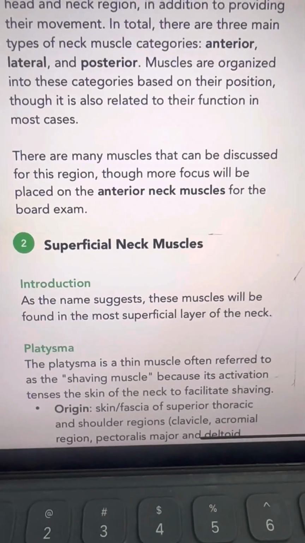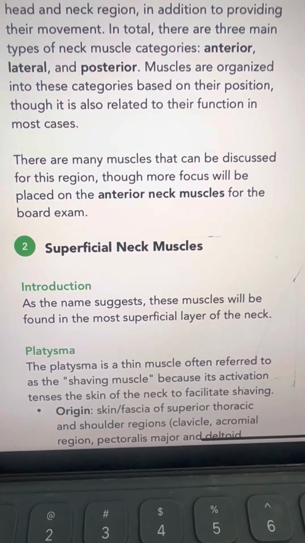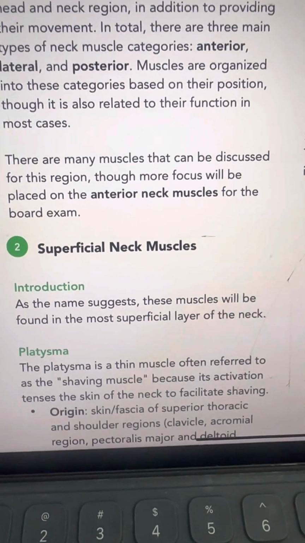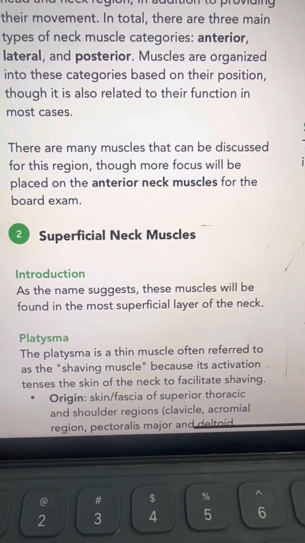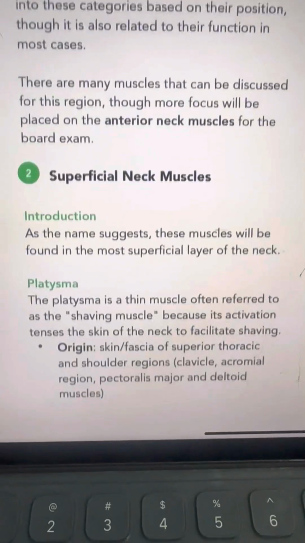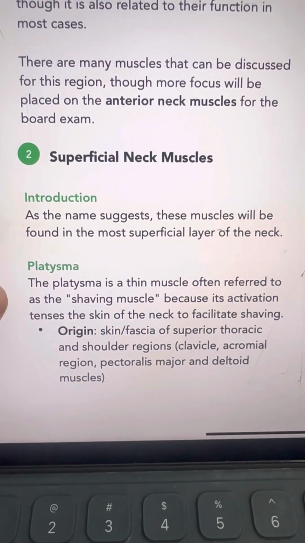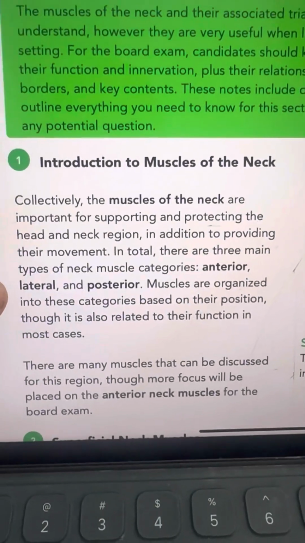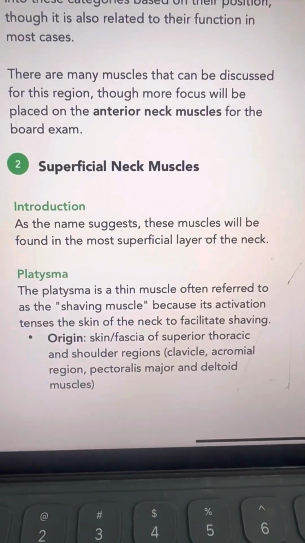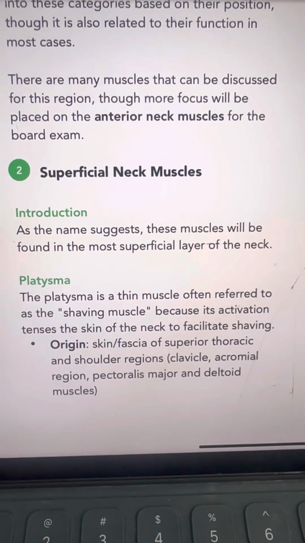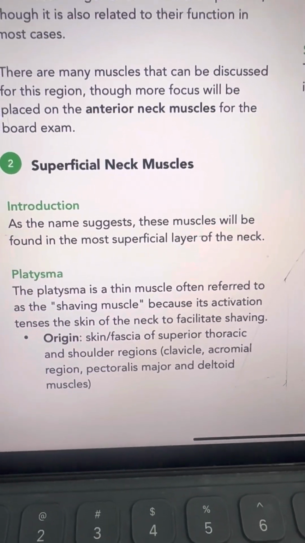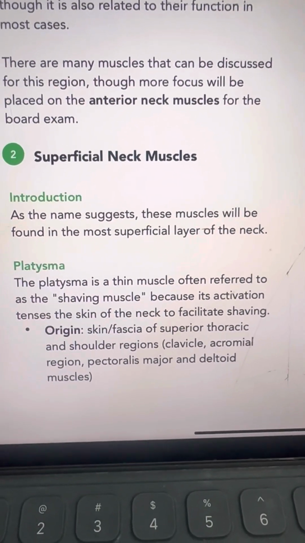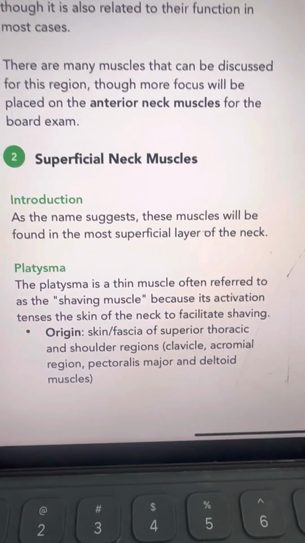There are many muscles that can be discussed for this reason, though more focus will be placed on the anterior neck muscles for the broad exam. Superficial neck muscles. Introduction. As the name suggests, these muscles will be found in the most superficial layer of the neck.